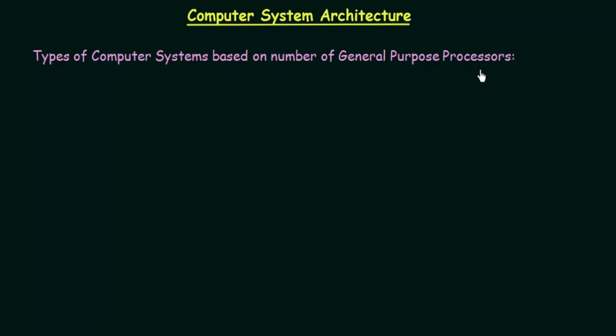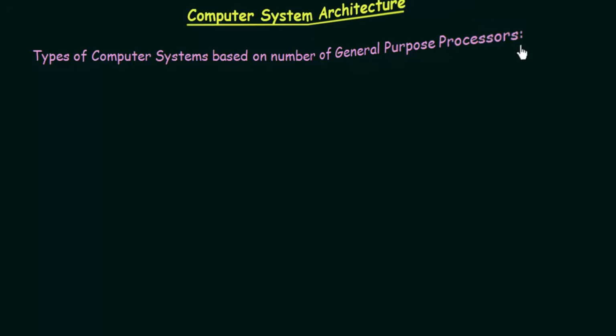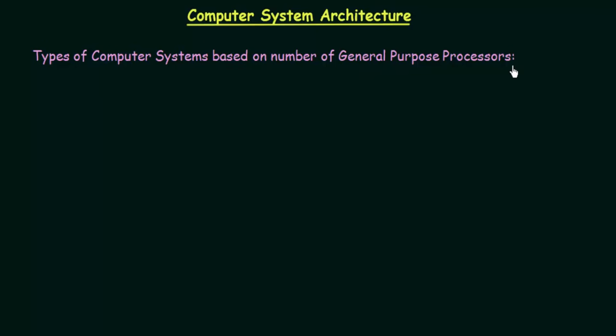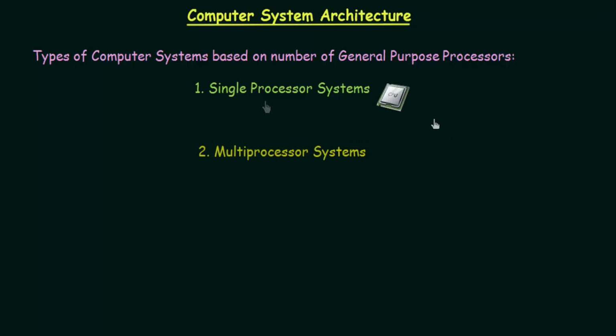That means we are going to study how we can categorize computer systems based on the number of general purpose processors that they use. Alright, so let's see how we can categorize our computer systems. First of all, we have single processor systems, which, from the name itself, you may already have understood, has only a single processor. And then we have the multiprocessor systems in which there are two or more processors.